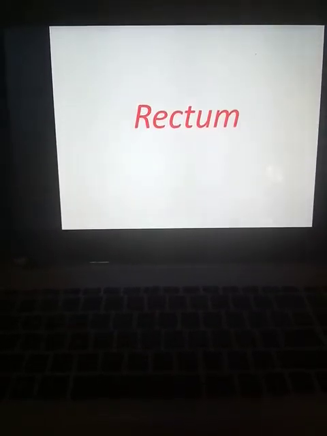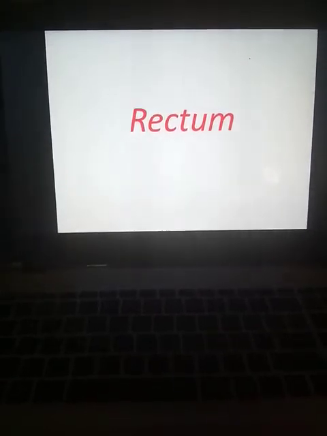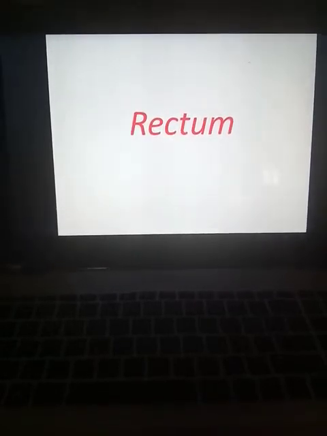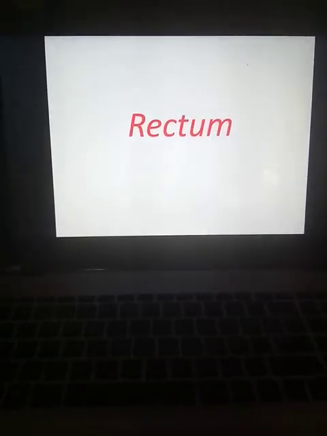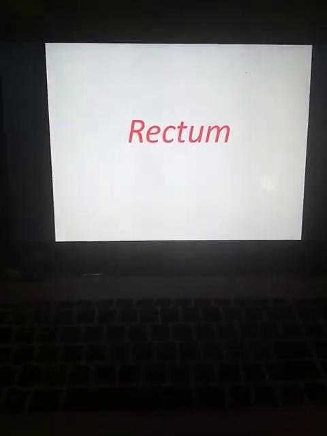The rectum is the part of the large intestine which is present in the lesser pelvis. The word rectum is derived from the word rectus, which means straight. But this rectum is not at all straight. It is curved. It has various curvatures.